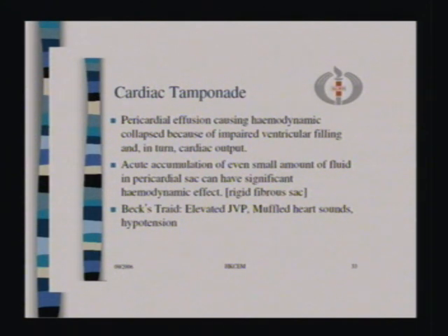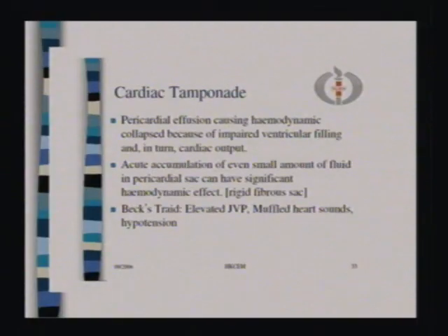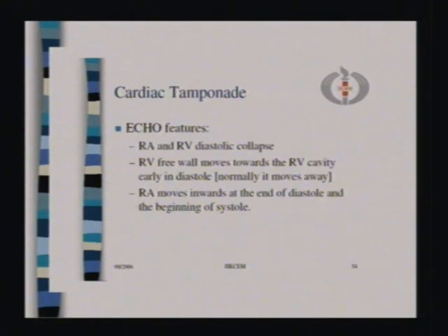Pericardial effusion causing hemodynamic collapse because of impaired ventricular filling, and in turn reduced cardiac output, is seen in tamponade. An acute accumulation of even a small amount of fluid in the pericardial sac can have a significant hemodynamic effect due to the rigid fibrous sac. There is Beck's triad of cardiac tamponade: elevated JVP, muffled heart sounds, and hypotension. So, the echo features of cardiac tamponade: the patient comes to you with pericardial effusion. Does he or she have tamponade?